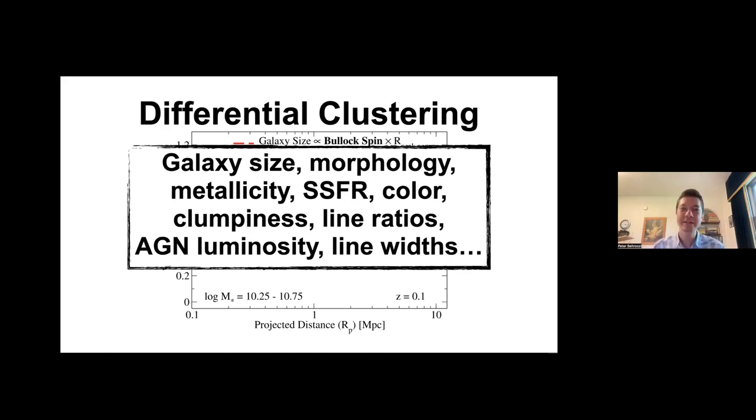whole field of inquiry and just say that there are a huge number of things that we could split galaxies on at fixed mass, like size, bulge to disk ratio, metallicity, specific star formation rates, colors, clumpiness, line ratios, AGN luminosities, line widths. And the thought here is that there's a whole field of science waiting to happen if we split galaxies on all these different properties and look at how they cluster differently. Because how they cluster differently is something we can very easily measure in simulations and in the observations. And then we learn something, because every time you have an easy comparison between simulations and observations, you learn something new. Okay.